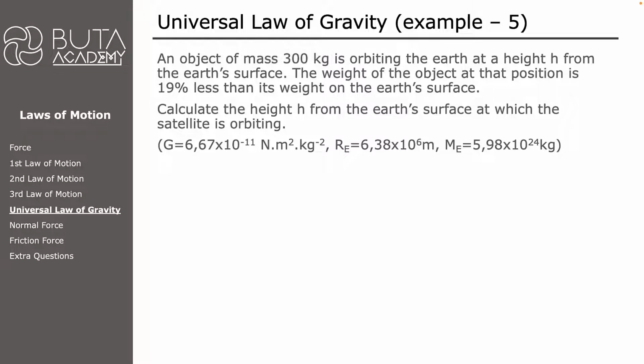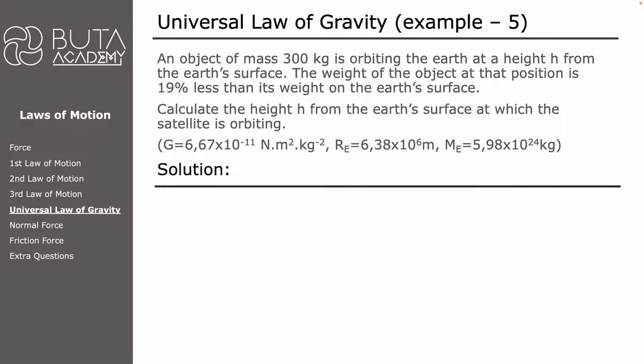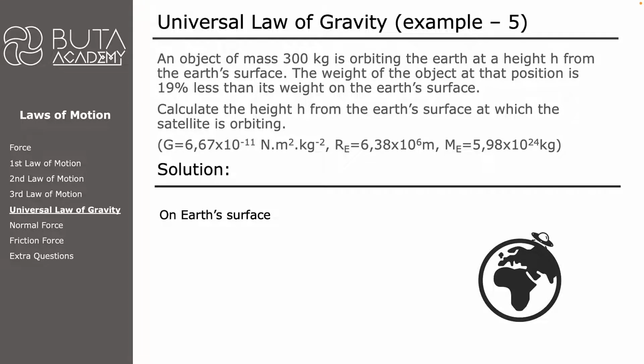As in the previous question, to solve this one, we will try to split the solution into two parts. First part is when the object is on the surface, and the second part is when the object is orbiting the Earth. As we mentioned before, there is an easy way to calculate the weight of an object while it is on the surface of Earth, and we have already used this method in a lot of previous questions. Weight of an object is equal to mass times gravitational acceleration.